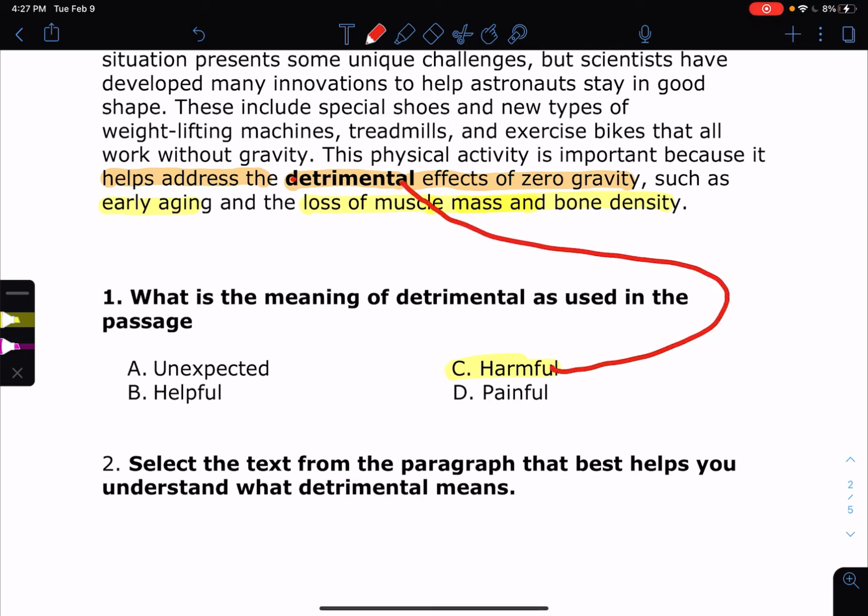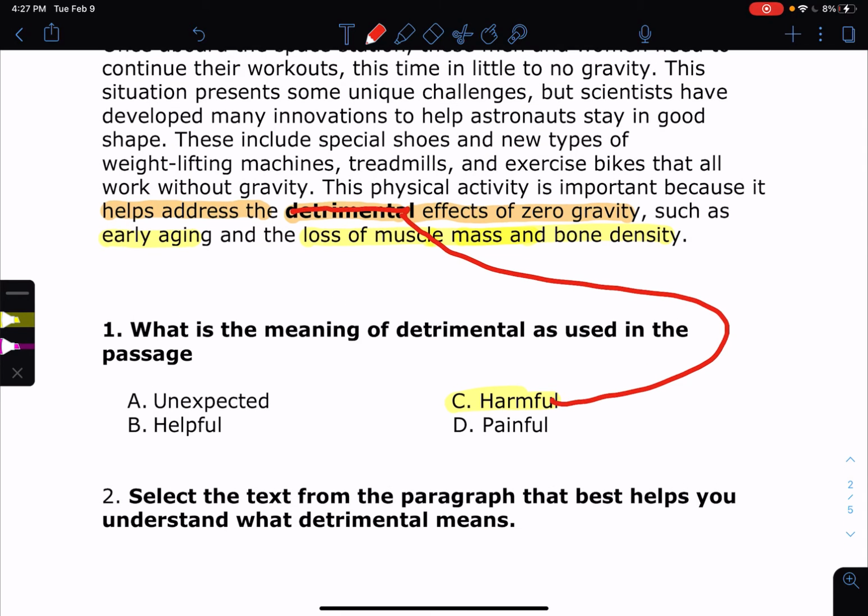So what I'm going to do now is substitute my word here. So I'm going to just cross this out, and I'm going to see how this works, okay? I'm going to read it with the word harmful. This physical activity is important because it helps address the harmful effects of zero gravity, such as early aging and loss of muscle and bone density.